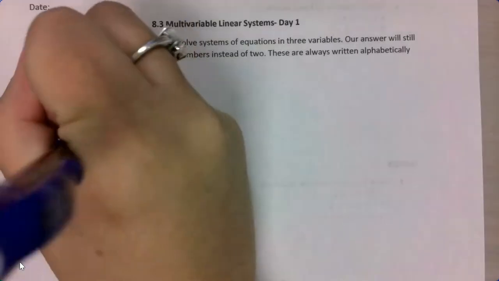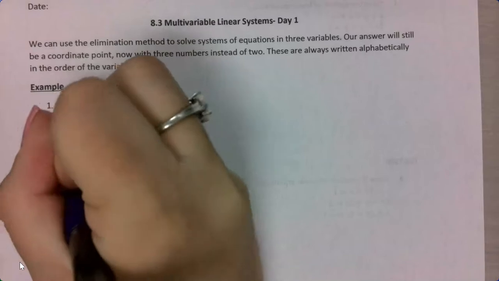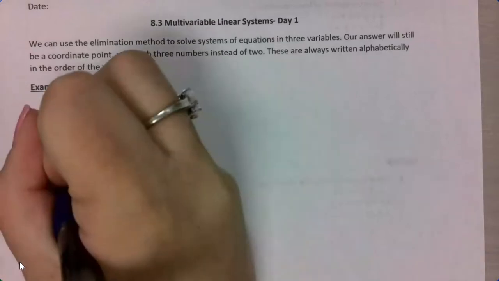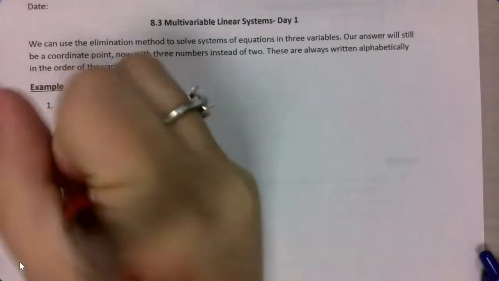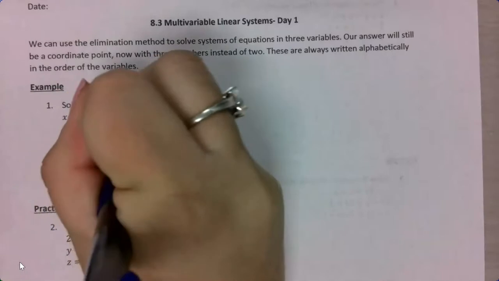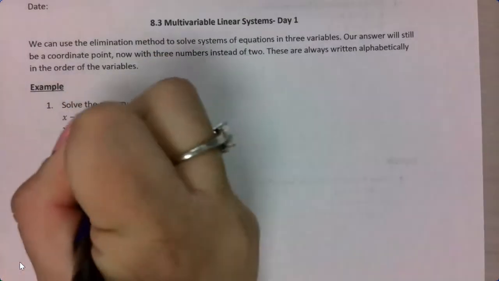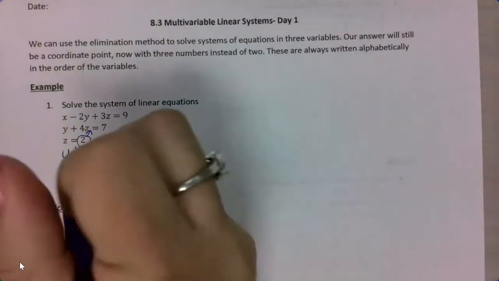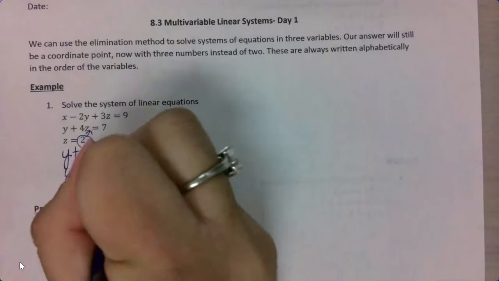So what I'm going to do is take that and plug in for my z value right here. So I'm going to have y plus 4 times my z value, which was 2, equals 7. Then I want to go ahead and solve for y. So I have y plus 8 equals 7. I want to go ahead and subtract 8 on both sides. This gets me y equals -1.